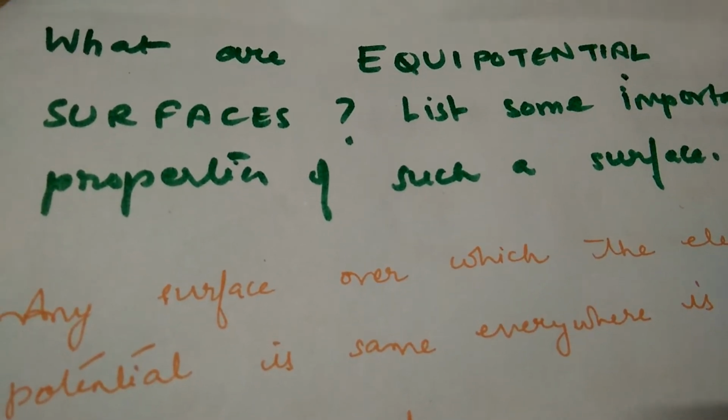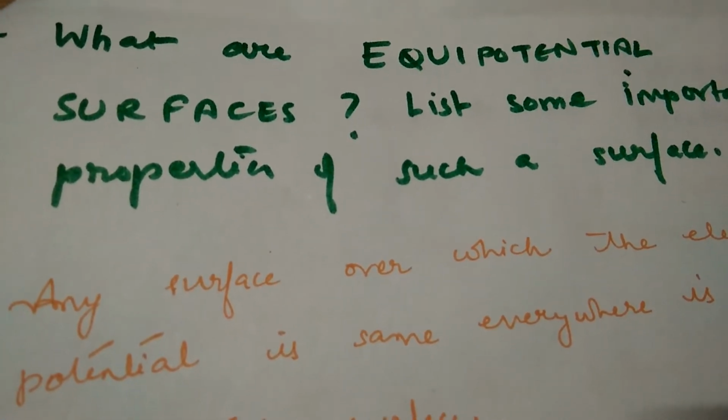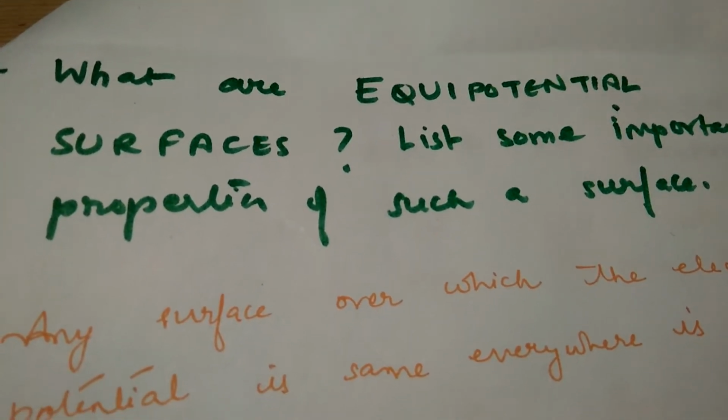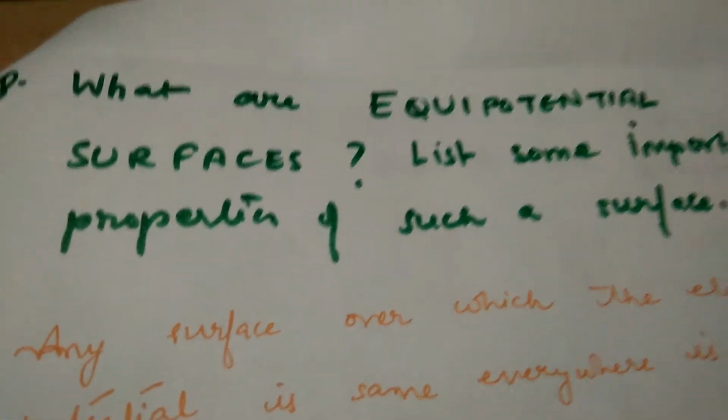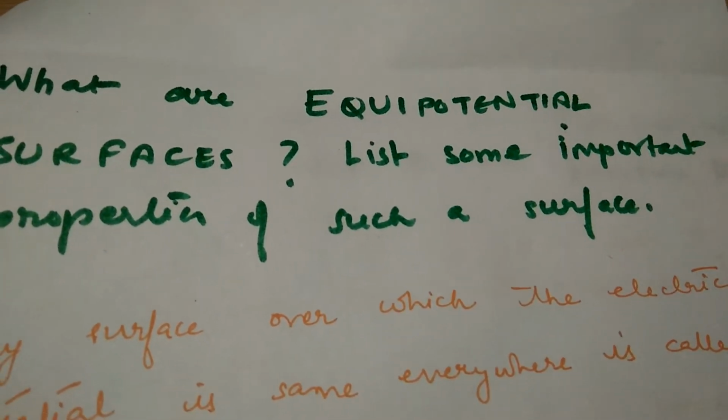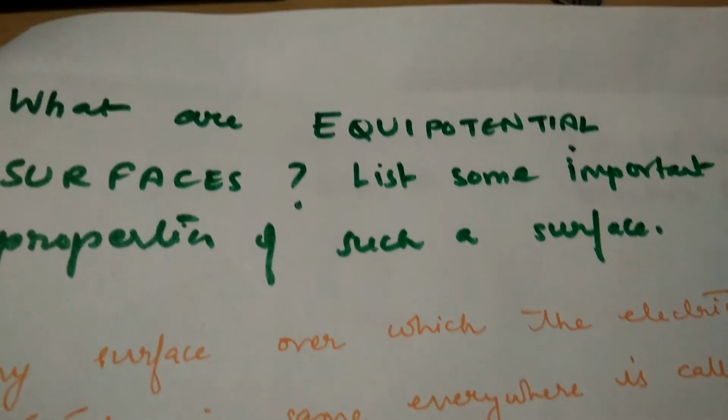There is no derivation here. You only have to understand the theory properly. The theory is about equipotential surfaces. So the question is, what are equipotential surfaces? List some important properties of such a surface.